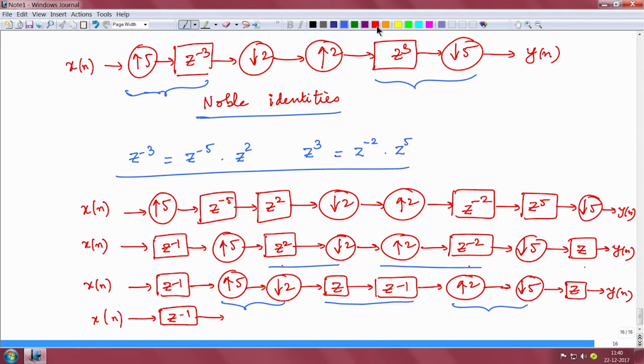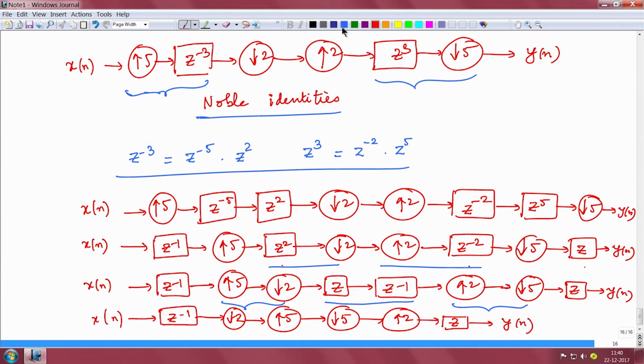So if we proceed in this direction, we interchange these two because their GCD is 1, they are co-prime. So we can interchange them. So we put a downsample by a factor of 2 and upsample by a factor of 5, and this becomes 1, and then we have the interchanging of these two, downsample by a factor of 5 followed by upsample by a factor of 2, and then we have the regular filter and y of n.